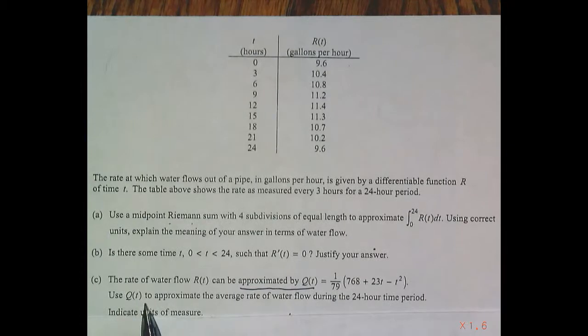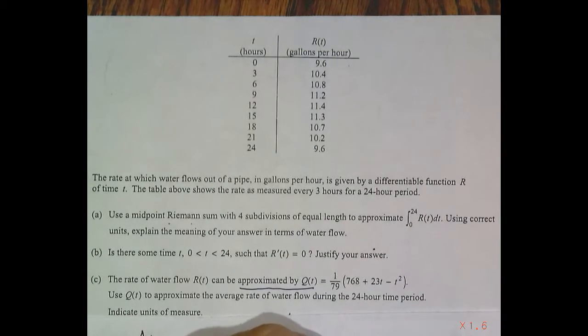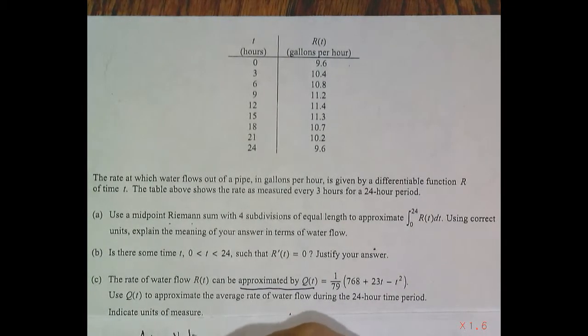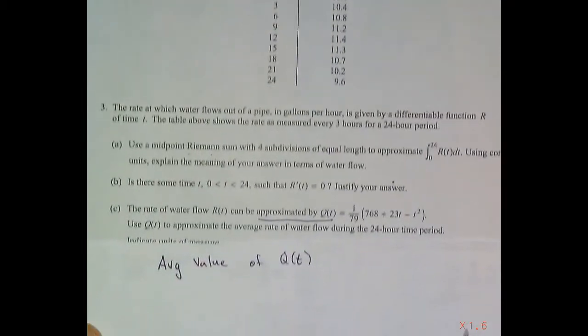And they say use Q of t to approximate the average rate of water flow during the 24-hour period. So they're asking for the average value of Q of t, since Q of t represents rate of flow. So the average value of Q of t.